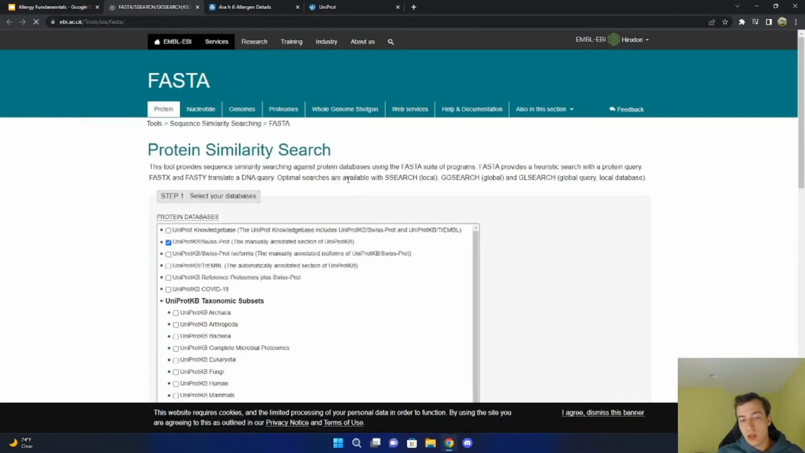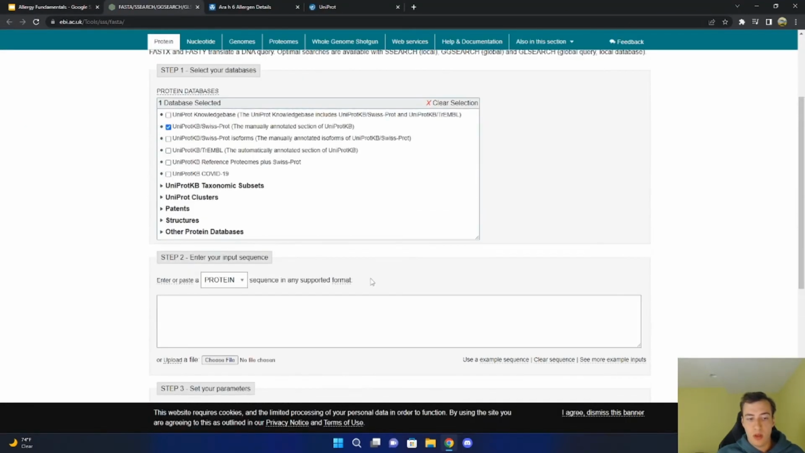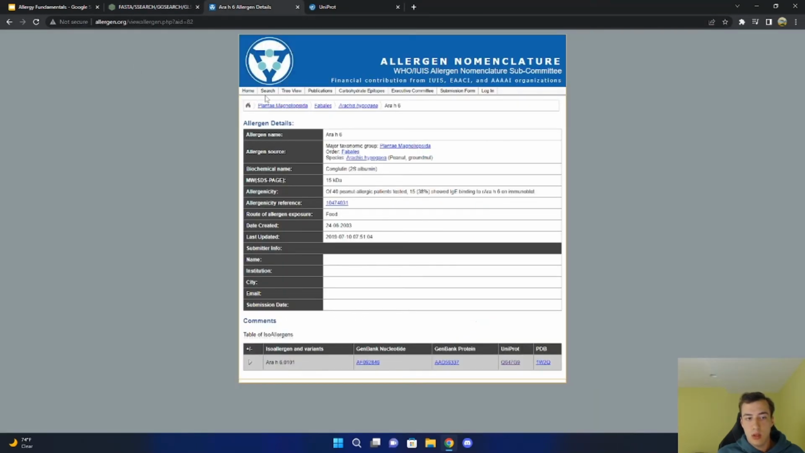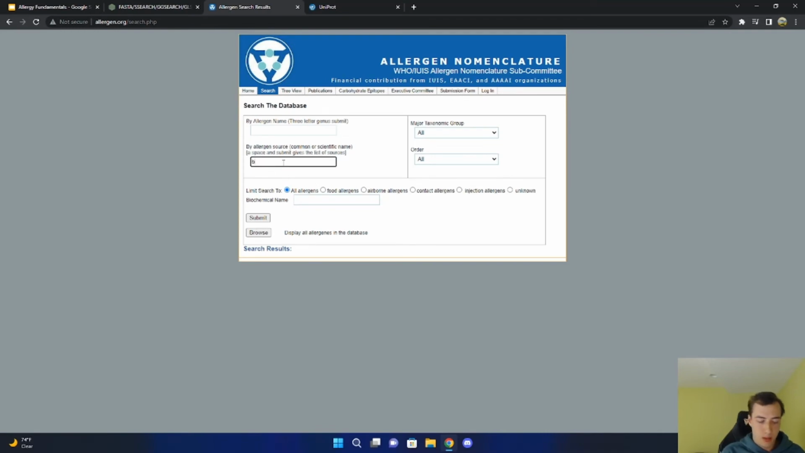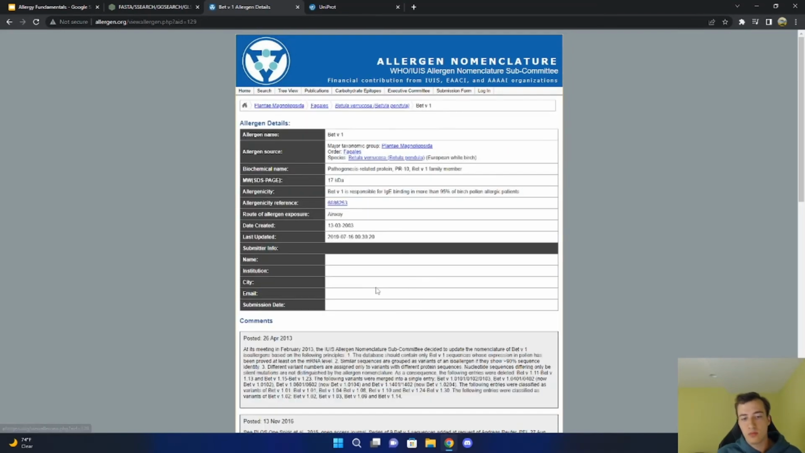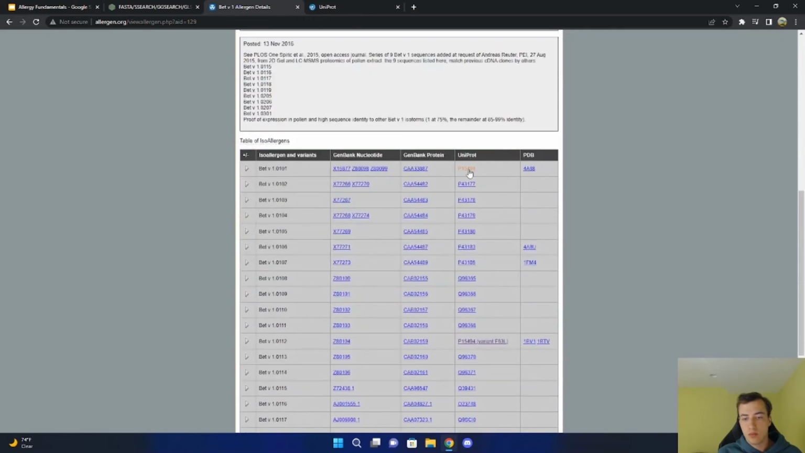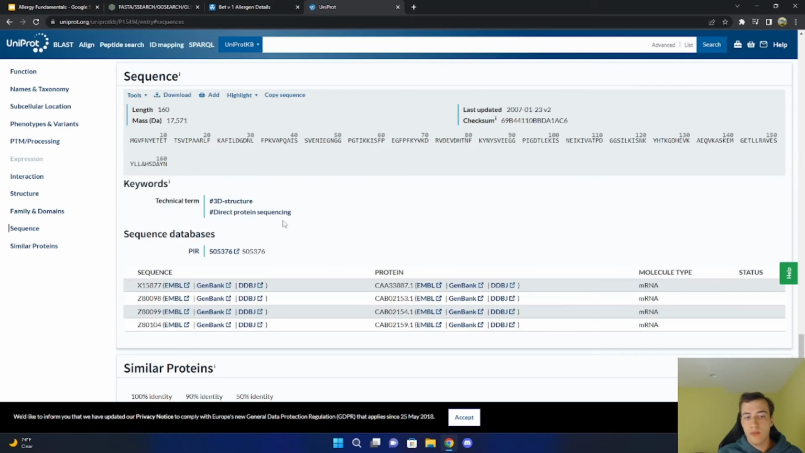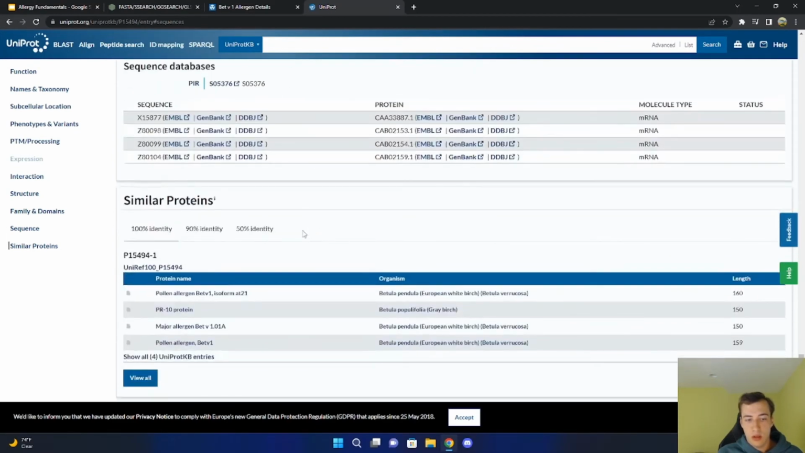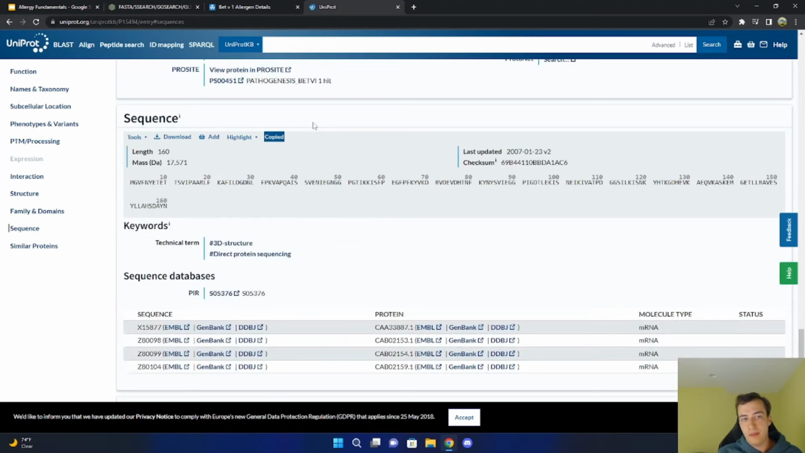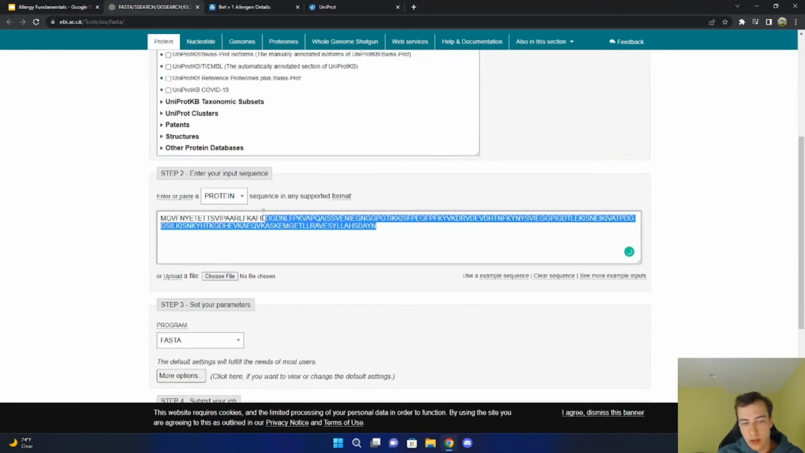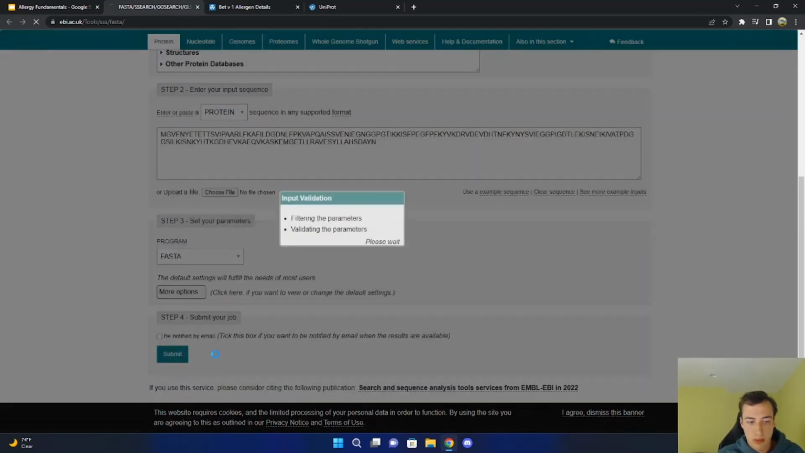So we can take a look at the sequencing here. We can go back to the birch pollen. Bring that up, and you can go down to the sequence here. And we can copy the sequence and enter it in there. That's what the protein sequence looks like. It's a group of characters. And we can submit that.